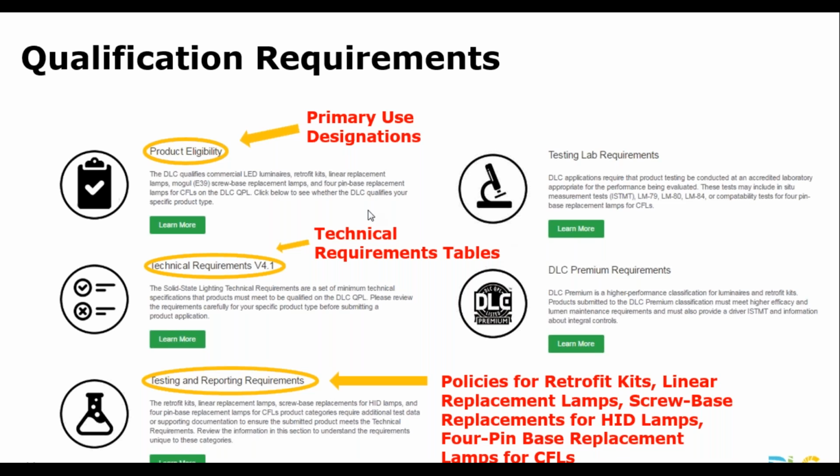On the solid state lighting page, what we call technical requirements table now just includes the version number of the requirements. So under technical requirements v4.1, which is the current version of the requirements, that's where you can find all of the technical information related to qualifying your products. And then probably the biggest change is what used to be policies is now called testing and reporting requirements, and those are for retrofit kits, linear replacement lamps, screw-based replacements for HID lamps, and for pin-based replacement lamps for CFLs. Those are now under the testing and reporting requirements section of the solid state lighting section of the website.